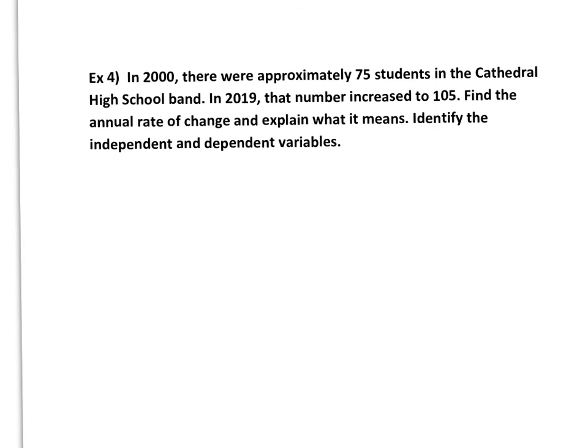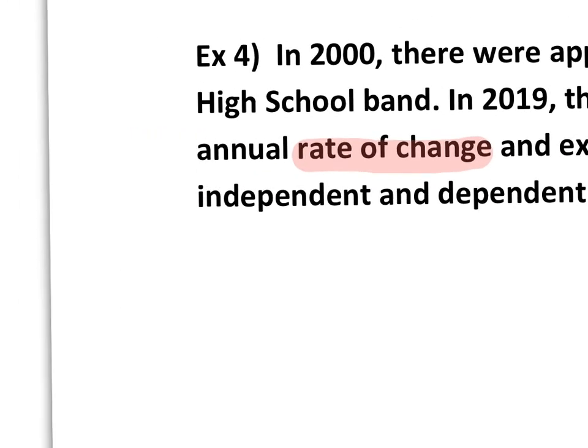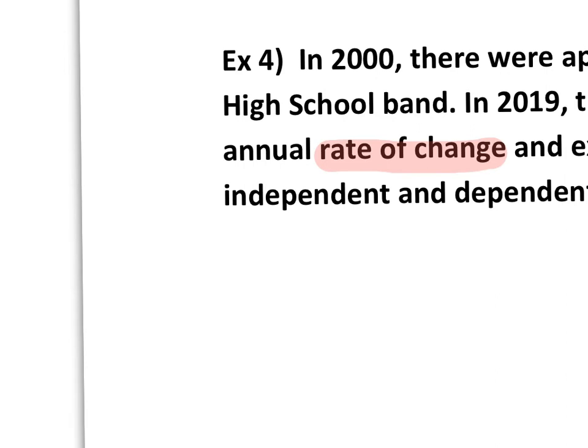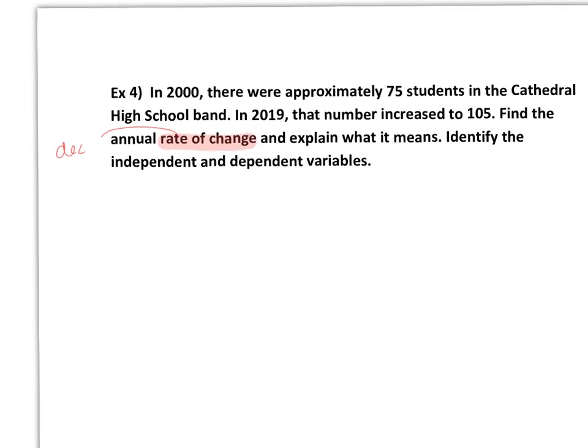All right, so now this is a real world problem, okay, not in table form like our first example. The problem is, in 2000, there were approximately 75 students in the Cathedral High School band. In 2019, the number increased to 105. Find the annual rate of change. Now I'm going to highlight that because that's pretty important. Rate of change, right? And as a reminder, that's telling us it's going to be in decimal or whole number form, so not fractions on that rate of change. Explain what it means, and then we're going to identify the independent and dependent variable.